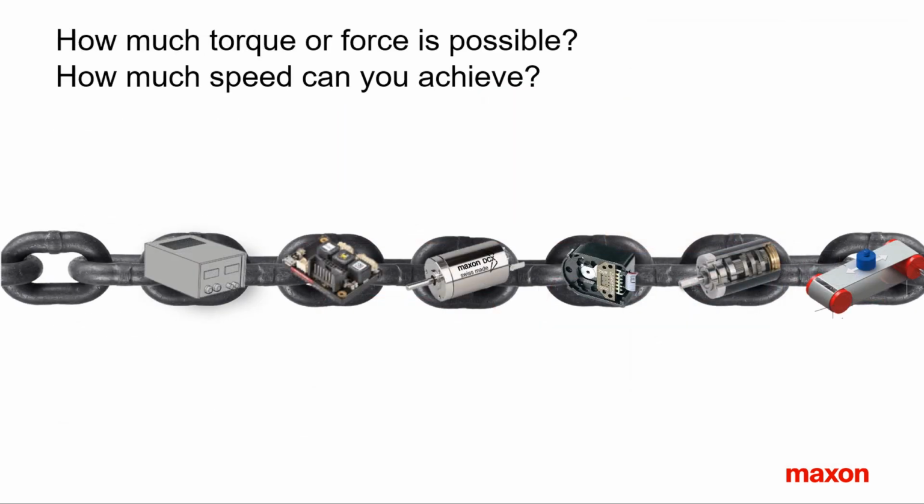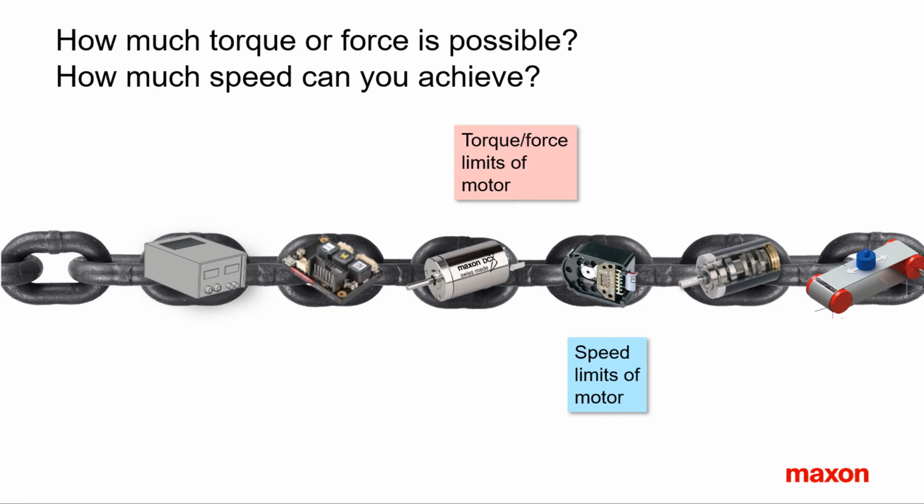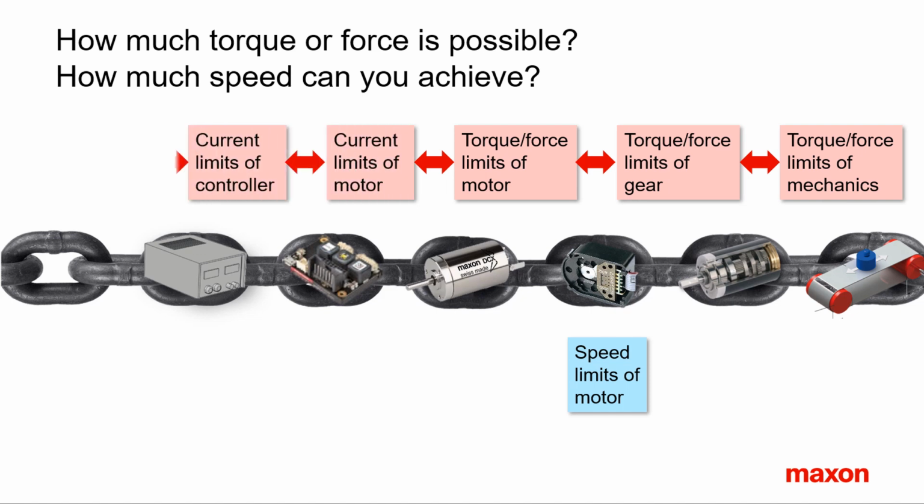The weakest link in the drive chain limits the power available at the load. Hence, it's not only the torque and speed limits of the motor. The limited torque capabilities of the gearhead or the mechanical system must be considered as well, or some current limit of motor, controller or power supply.